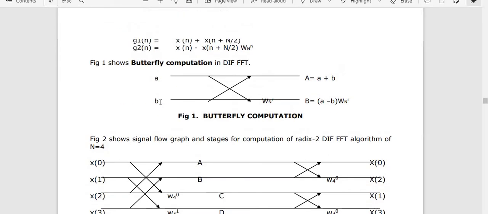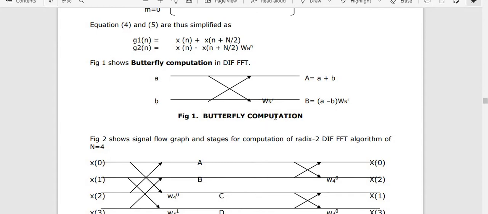Students, for DIF-FFT, this is the 2 point case, N equal to 2. I have already explained it; I'm just taking a quick recap to understand the further concepts. A and B are given. For the first line we don't have any feedback, so A and B pass directly and both are added, giving A plus B.